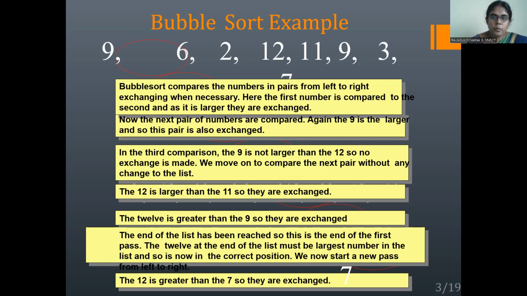Again compare 12 with 3. 12 is greater than 3, so 12 is swapped. And in the last comparison, 12 is compared with 7. The last value here is 7, and 12 is greater than 7, so 12 will be swapped. Since we started from the 0th index, we are swapping the largest value toward the last position. If we start from the last index, the largest value will be swapped to the first position. So both are almost correct.